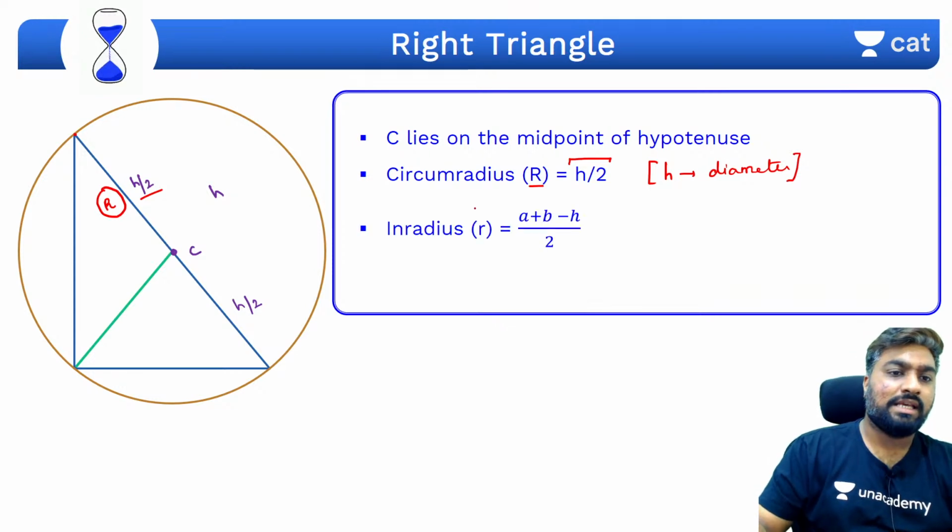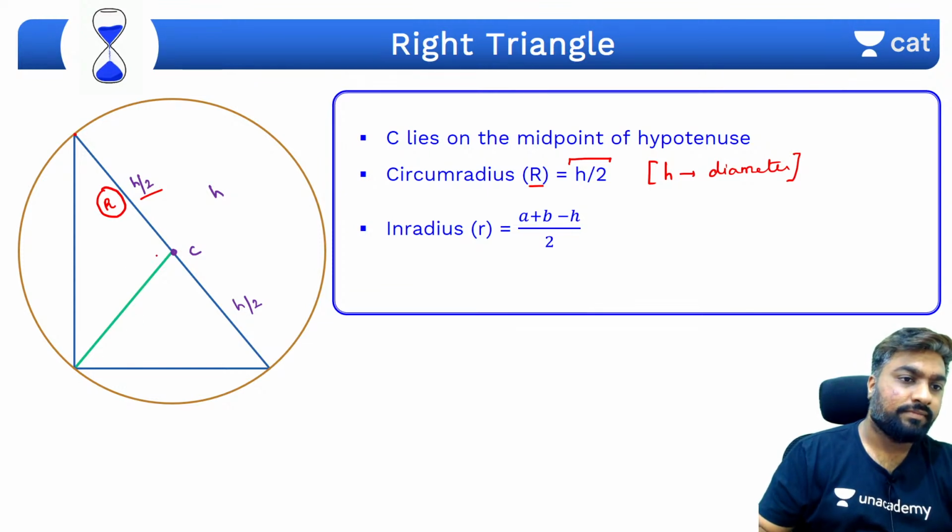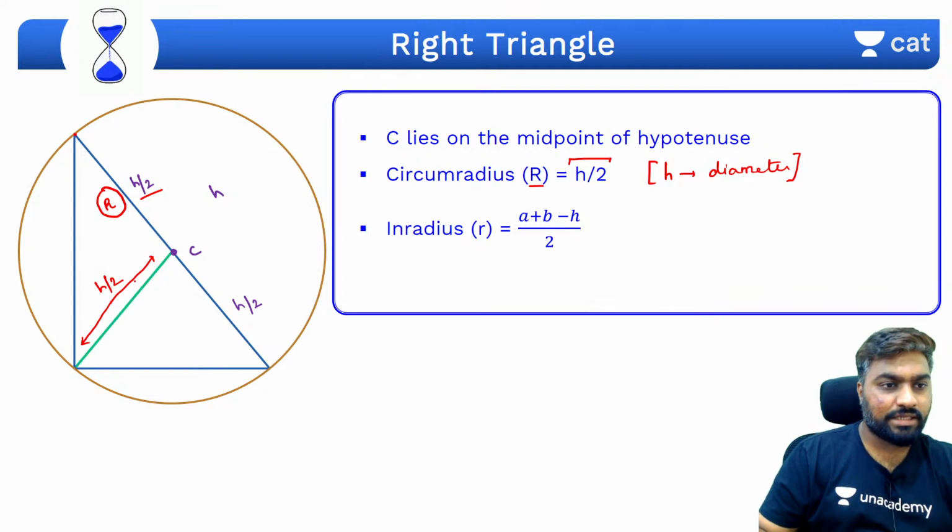What about the inradius? Here, right? So this is also the circumradius. Look, this line is also your circumradius. This is also your circumradius, so this will also be h/2. Clear? This is h/2, this is h/2, this is also h/2.